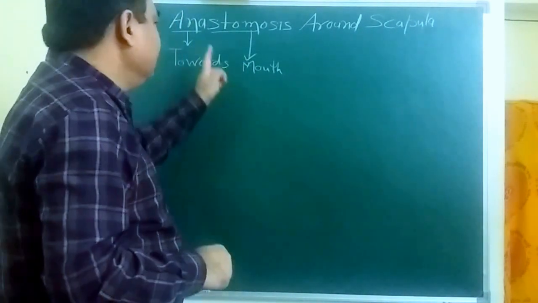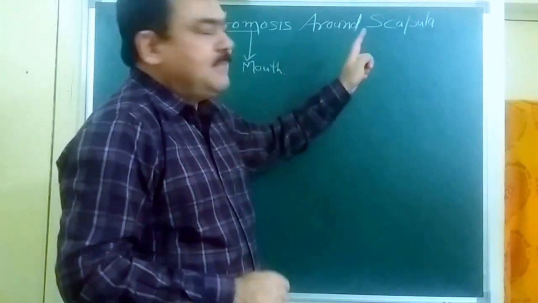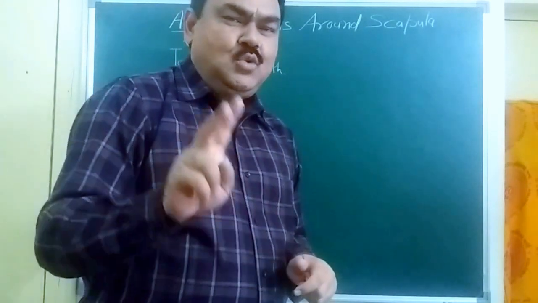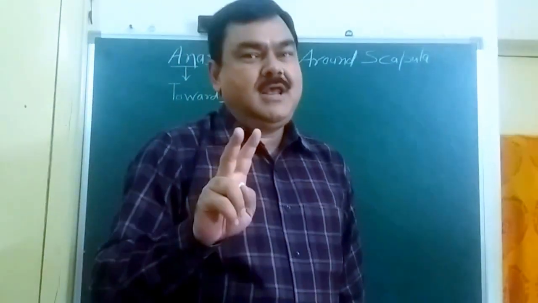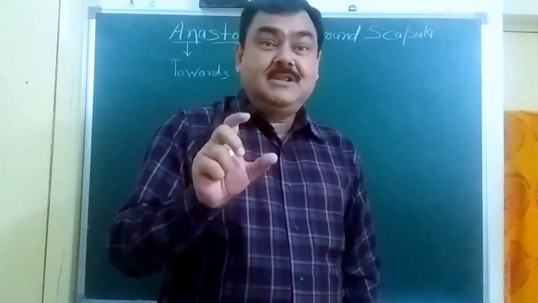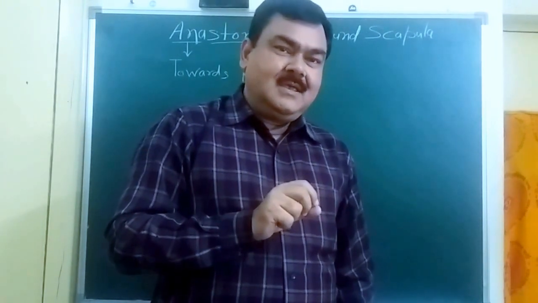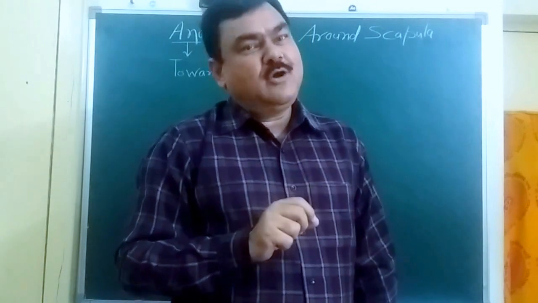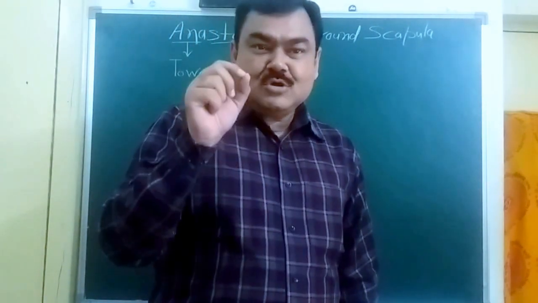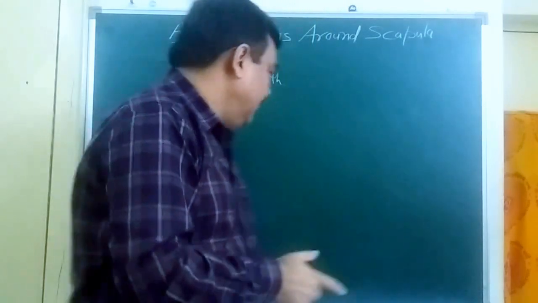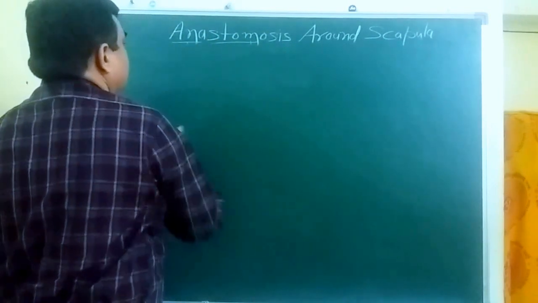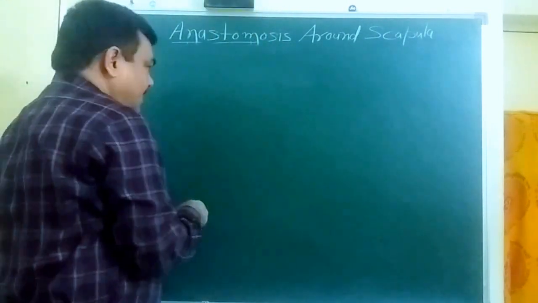Now we'll discuss the anastomosis around the scapula. In the scapula, there are two regions where anastomosis takes place. One is around the body of the scapula, and another is around the acromion process. First of all, we will discuss the anastomosis around the body of the scapula.